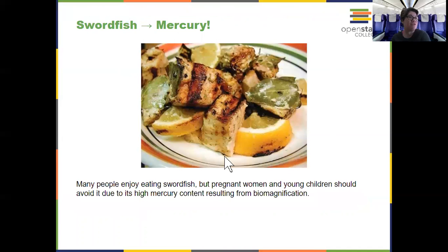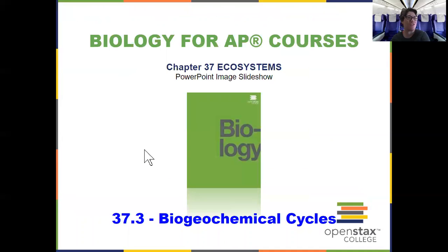So here's that picture of swordfish and mercury. They recommend that pregnant women and young children don't eat it because you can get a lot of mercury. And if you eat a lot of it, you're the very, very top consumer and you'll eventually get a lot of mercury.